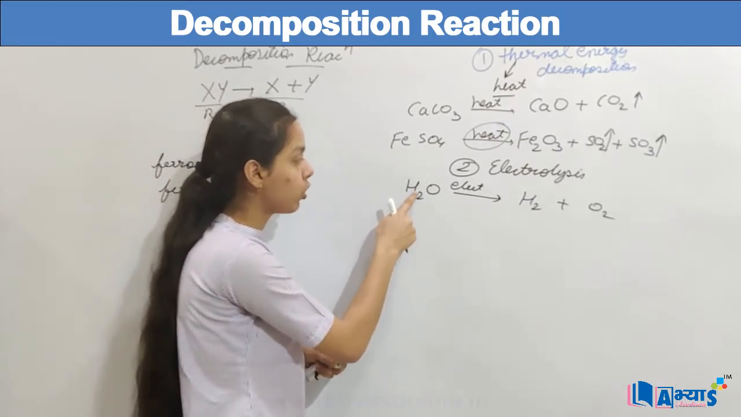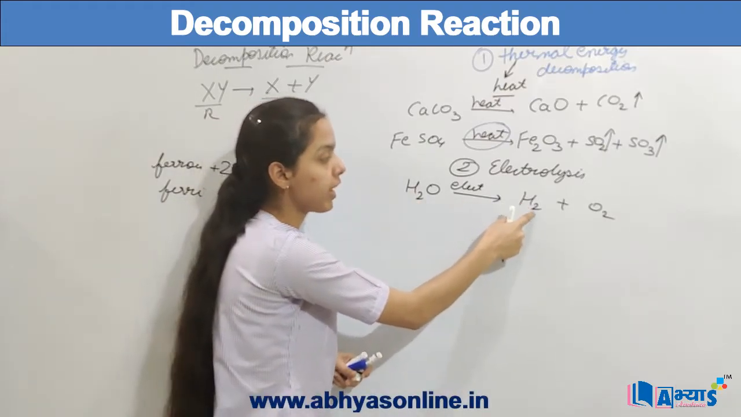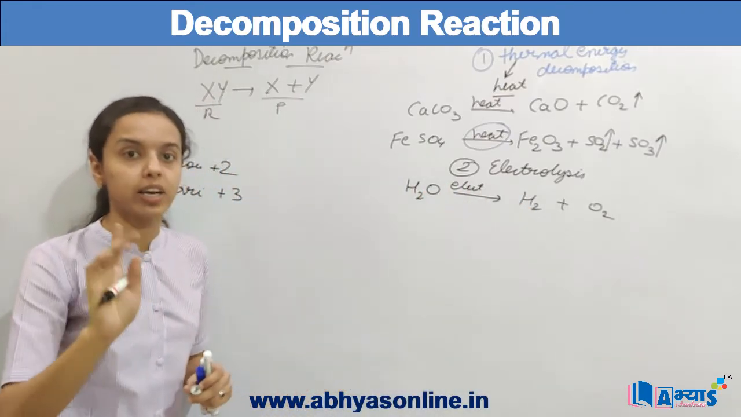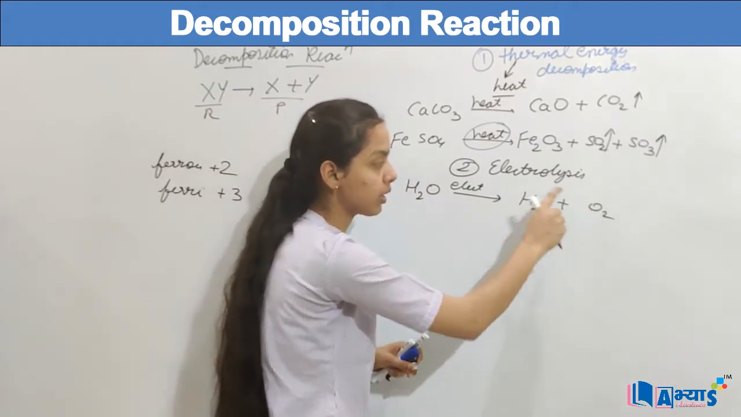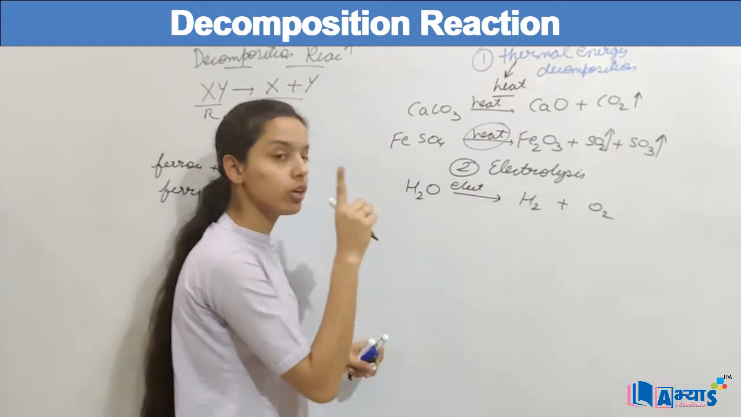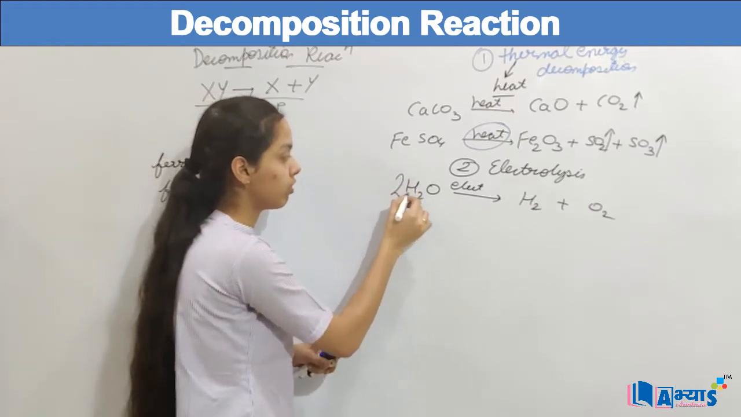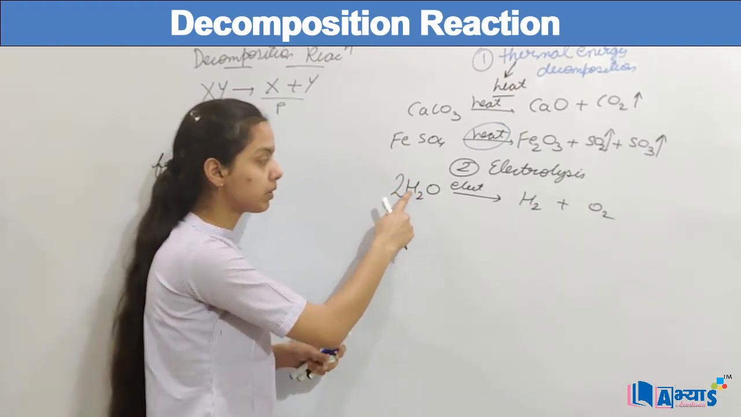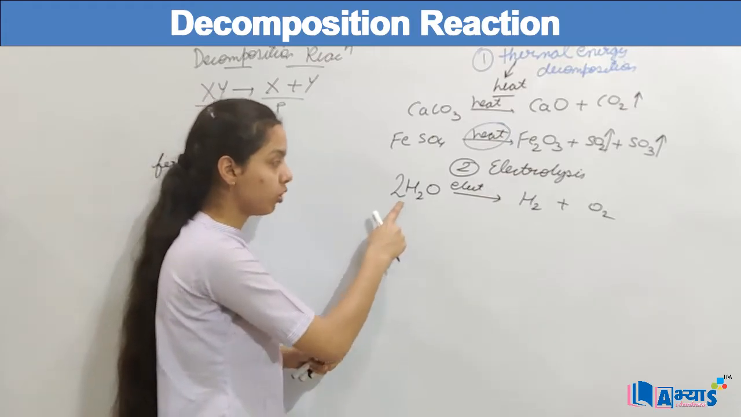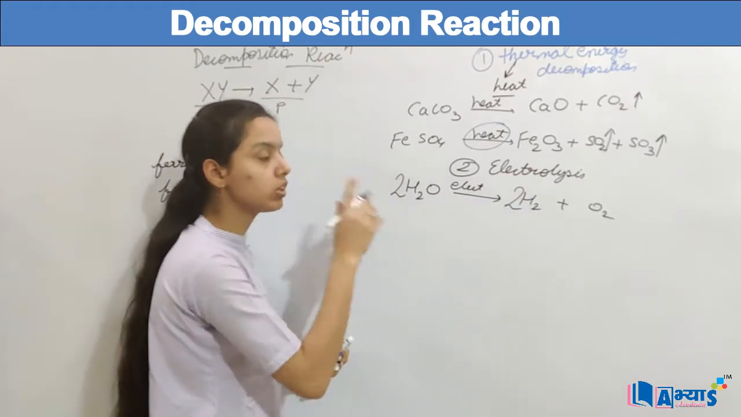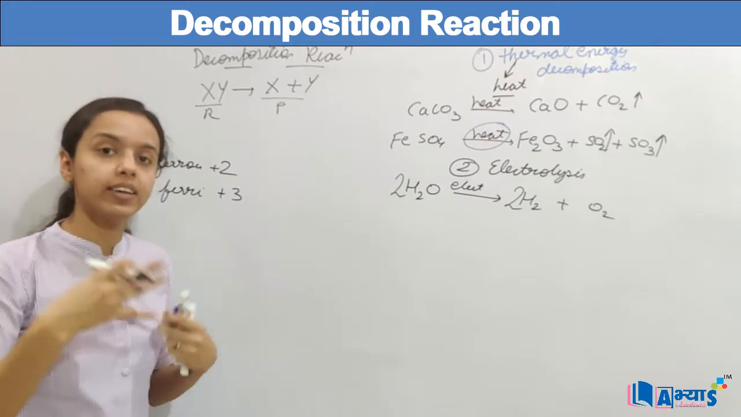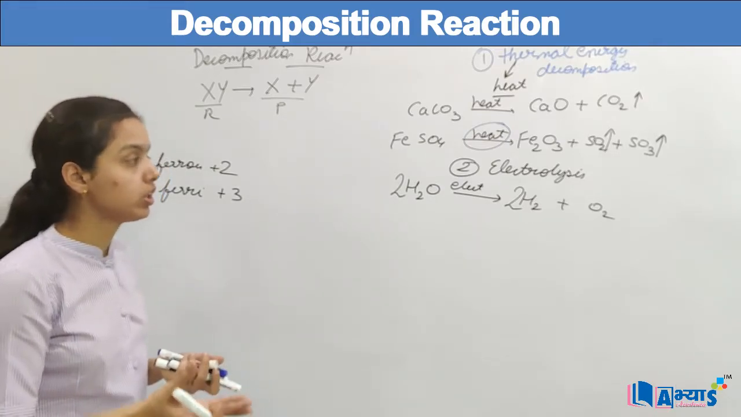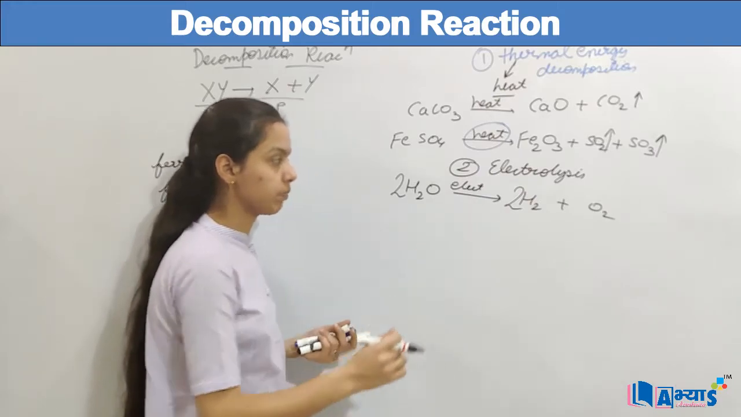Like we have two atoms of hydrogen and we have two atoms of hydrogen, so hydrogen atoms are balanced. But in the case of oxygen, we have two oxygen atoms on the right side and we have only one atom, so we will write 2 over here. Now hydrogen has become 4, so I will write 2 over here. Now this equation is balanced. So when we are supplying electricity for any decomposition reaction, it will become electrolysis.